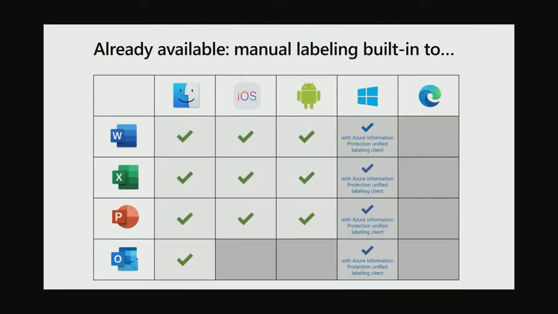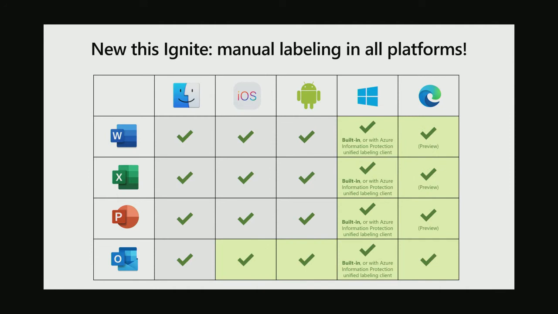But now I am super excited to share how this Ignite, we have now completed the table, and now on all of these apps, we have sensitivity labels built right in. So what that means, the new things we're very excited about: Outlook Mobile, you have sensitivity labeling. I'll show you the demo.